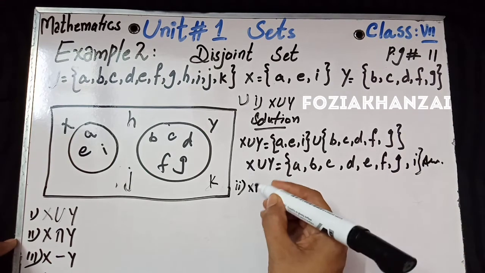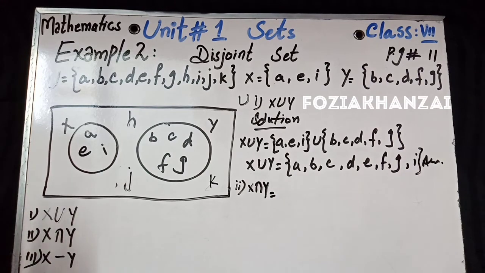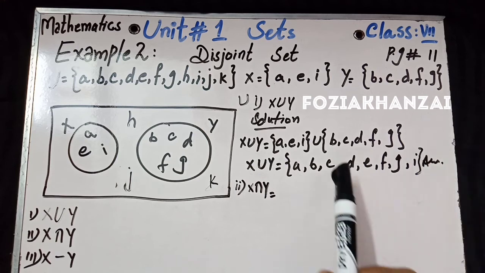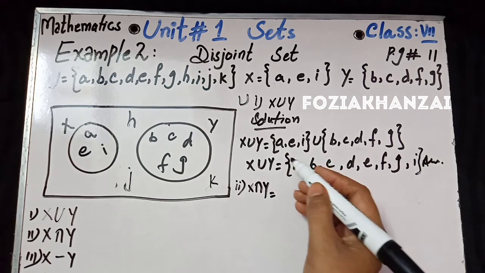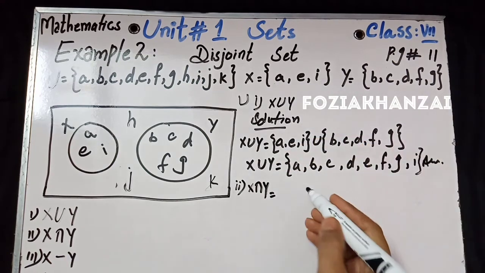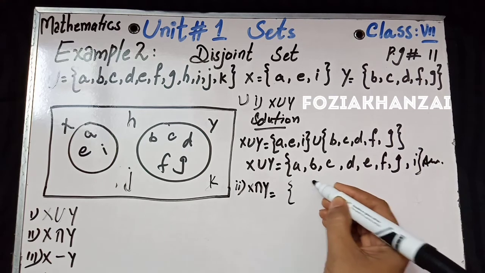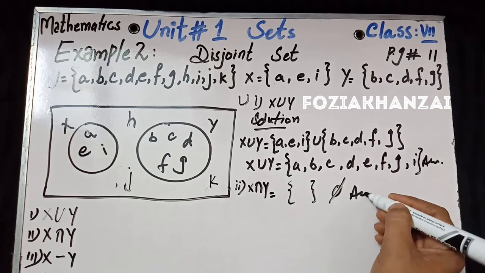X intersection Y. In intersection we just take out the common elements between them. There is no common element in sets X and Y, so the answer is the null set. It's the symbol of the null set.